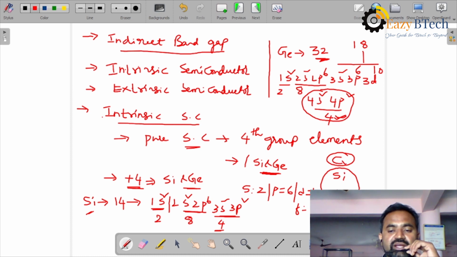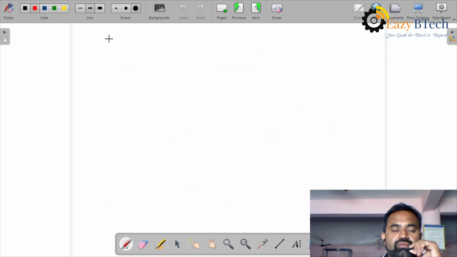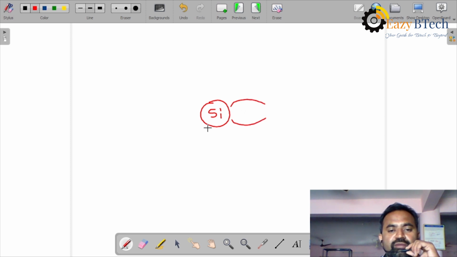Carbon doesn't have a semiconductor property. Silicon and germanium are the pure semiconductors, whereas lead and tin belong to the fourth group, but they act as conductors. Now you can see an intrinsic semiconductor is a pure semiconductor. If you take silicon, the covalent bond structure in an intrinsic semiconductor is like this.